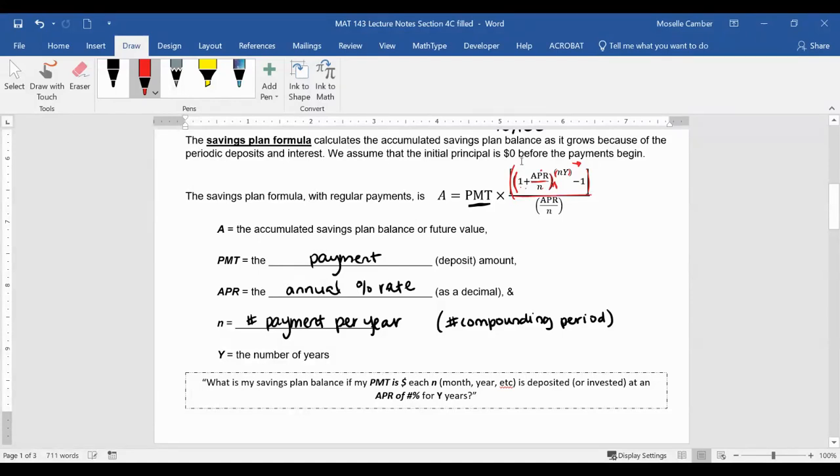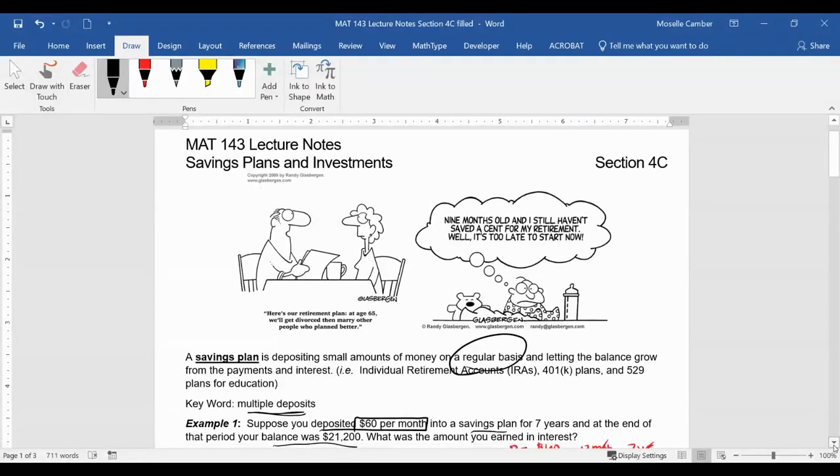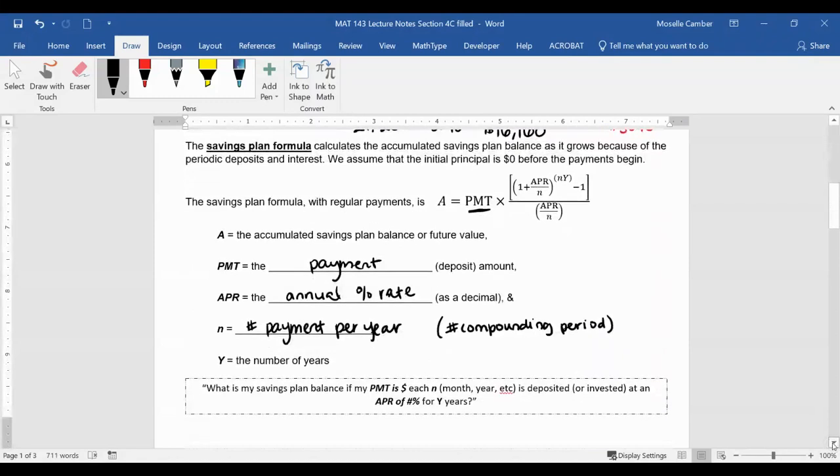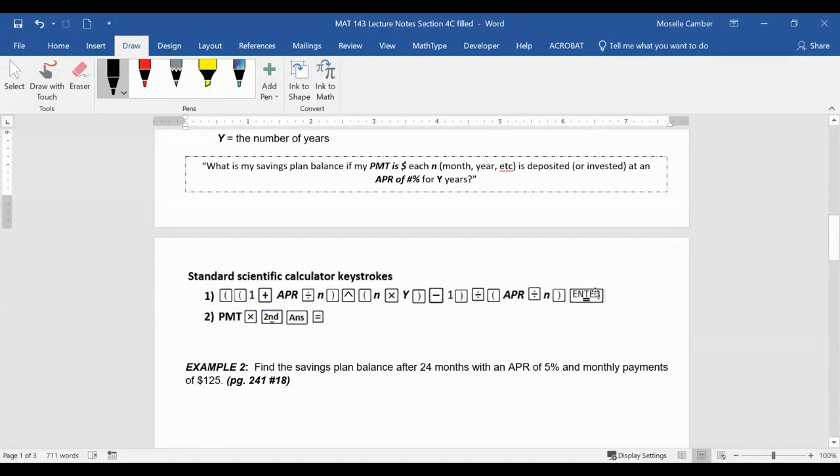So then we do divided by, now again left to right, we start with parenthesis, now we have a fraction, so we do top to bottom, APR divided by n, a parenthesis, and you're done. So it's a whole lot of stuff going on. So just remember, it's left to right, top to bottom. Or if you have some of the fancy calculators that actually put it into a fraction, then that can help. But if you don't, then don't worry about that. So you finish all the top, and then because we have the payment, you're going to take your payment and multiply that by your answer, just like we did before, and hit enter.